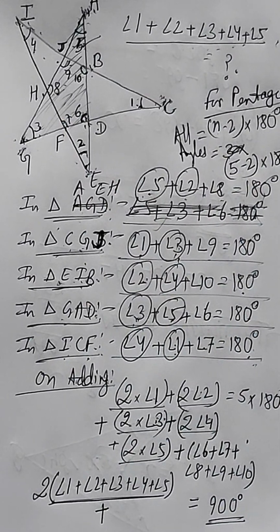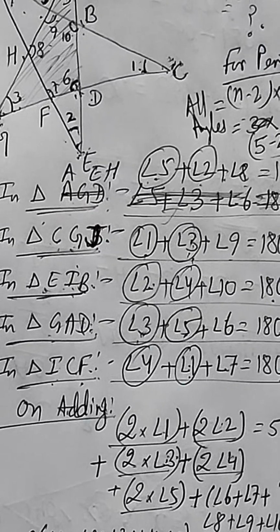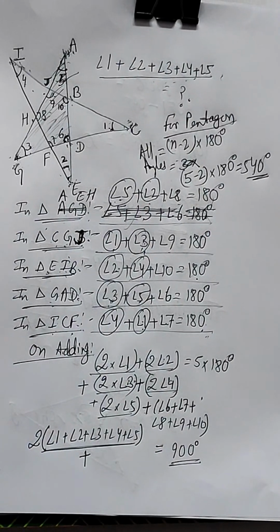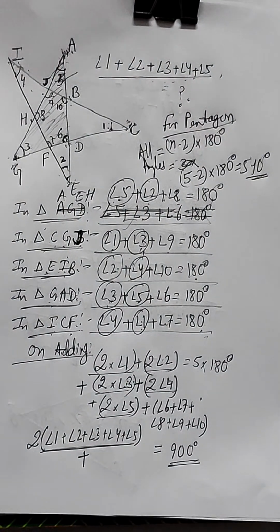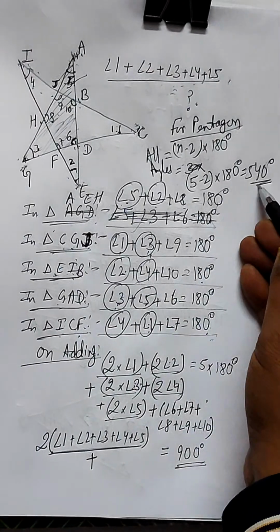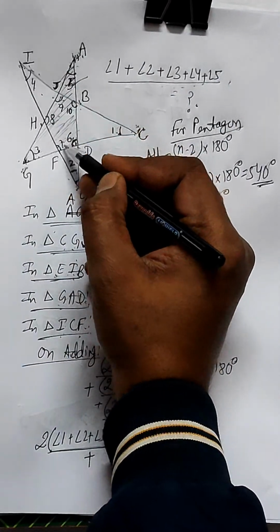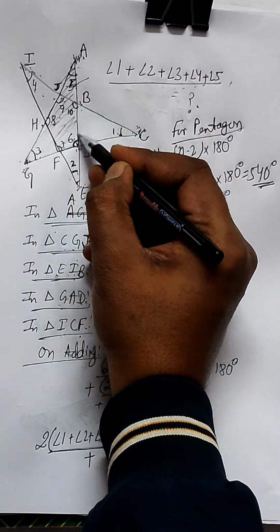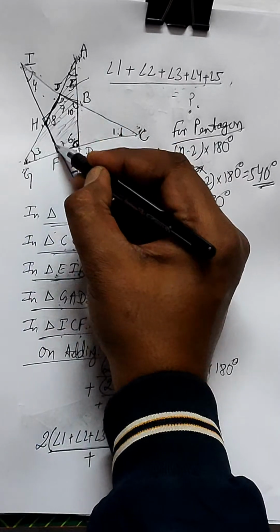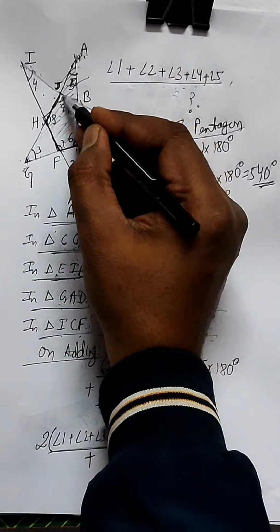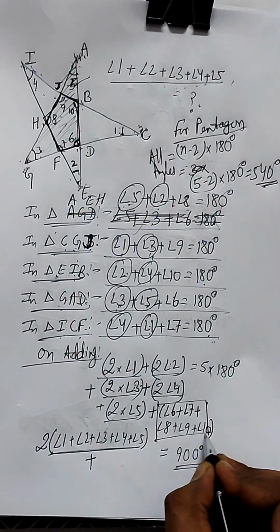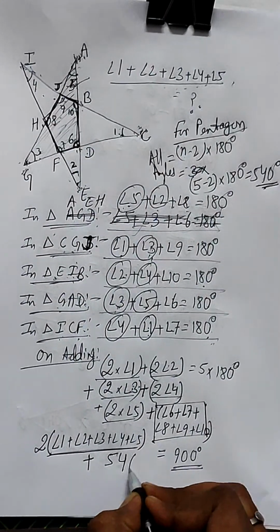Let me squeeze it a little. Yeah. So 540 degrees is the sum of all angles of a pentagon. Right? So when this is 540 degrees, we say that 6, 7, 8, 9, 10 is a pentagon. Here you can just see, this is a pentagon, and the sum of all angles of this pentagon is 6, 7, 8, 9, 10. So just put the value of 540 degrees over here.